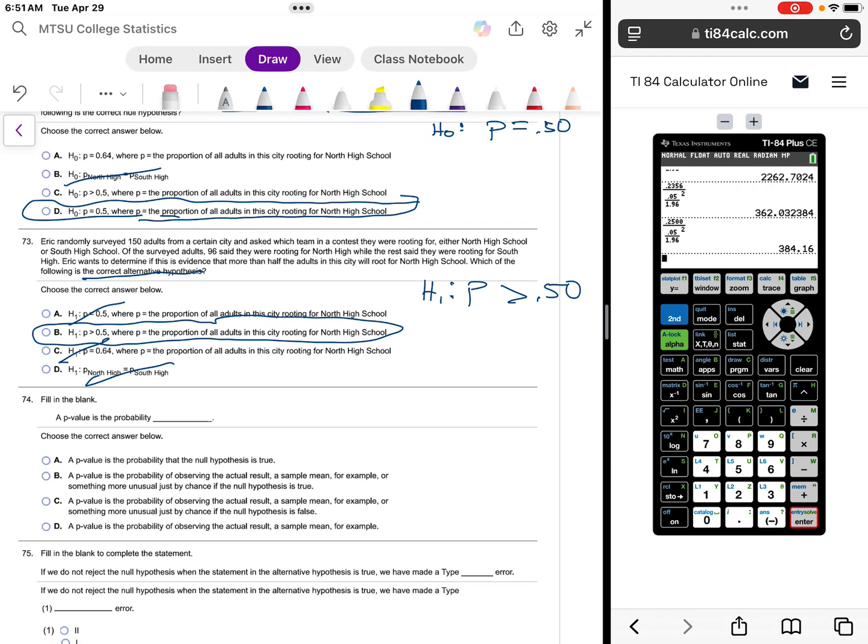So what is the definition of p-value? Well, p-value is the probability of observing the actual result, a sample mean, for example, or the proportion, something more unusual just by chance if the null hypothesis is true. So the answer here is B for the definition.